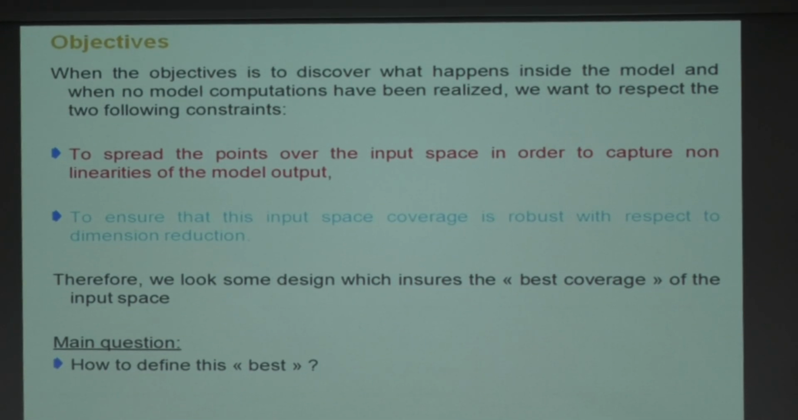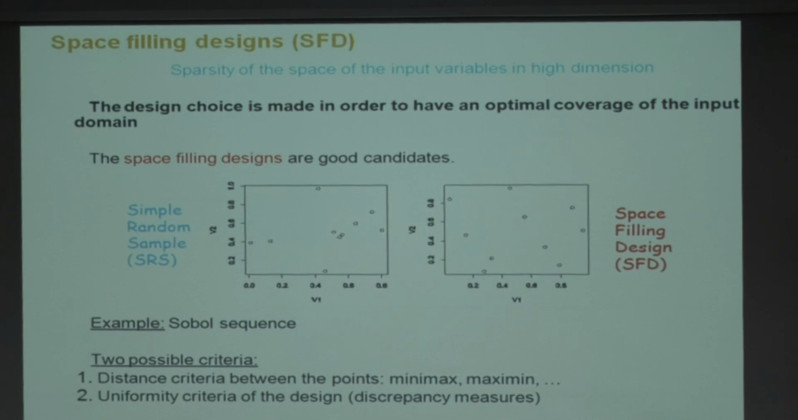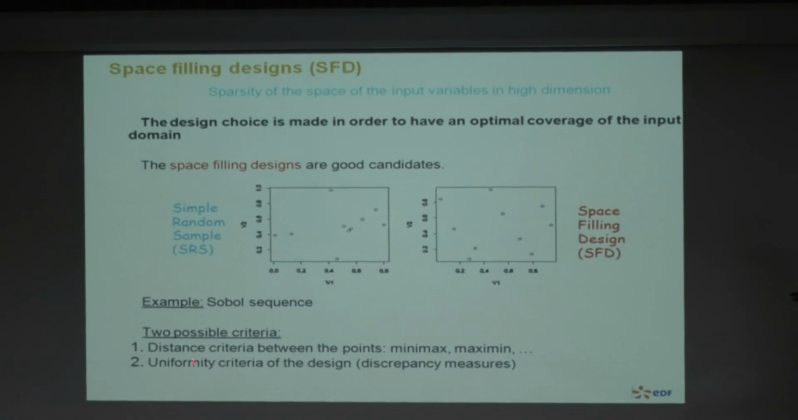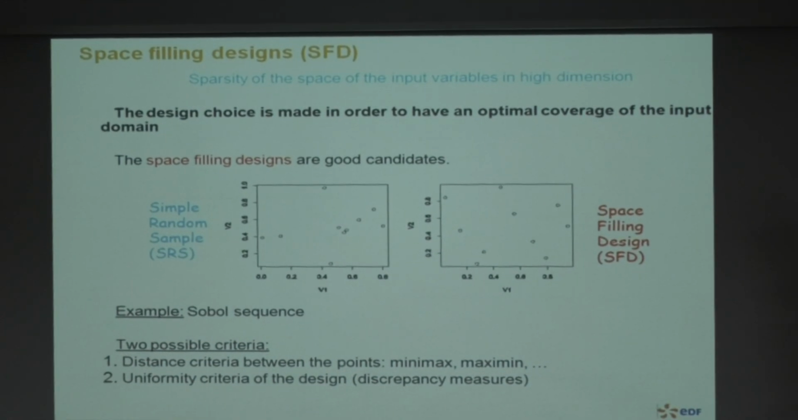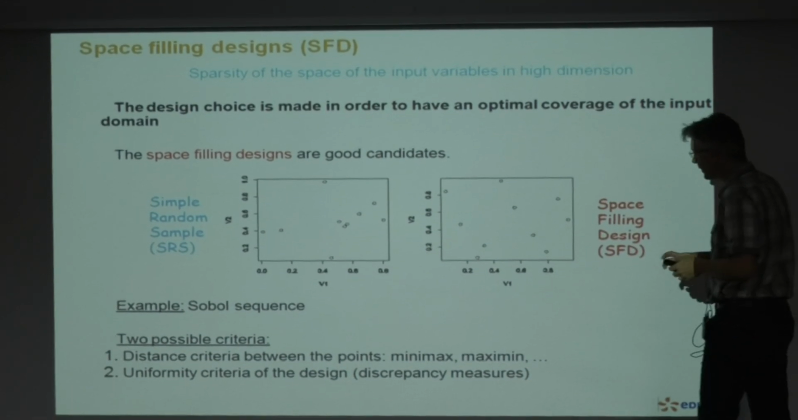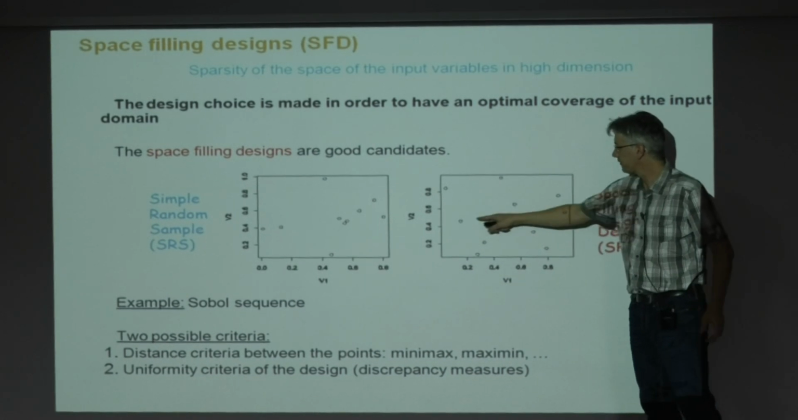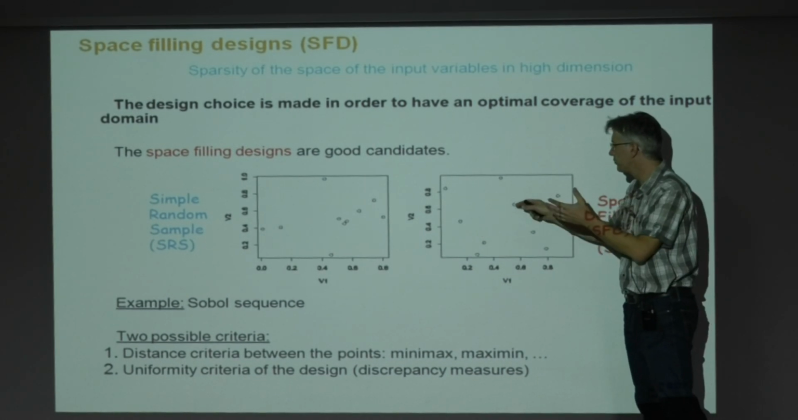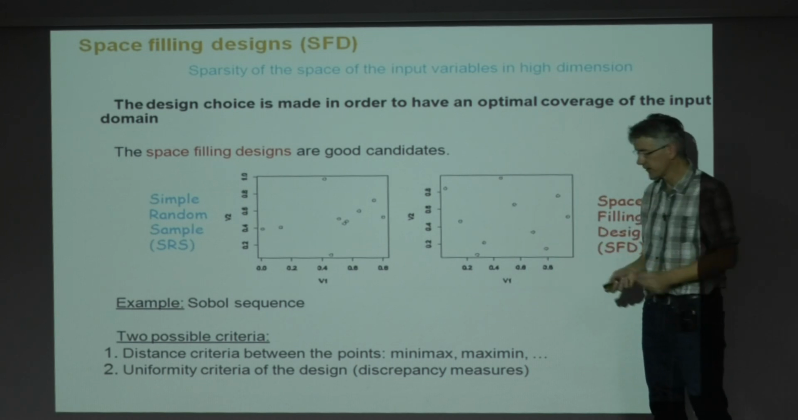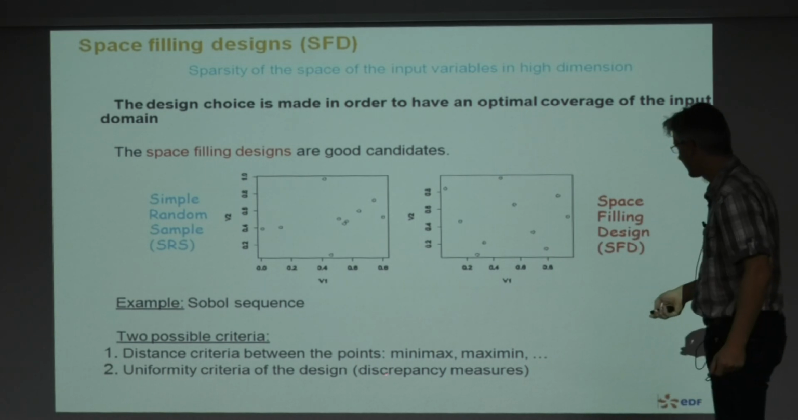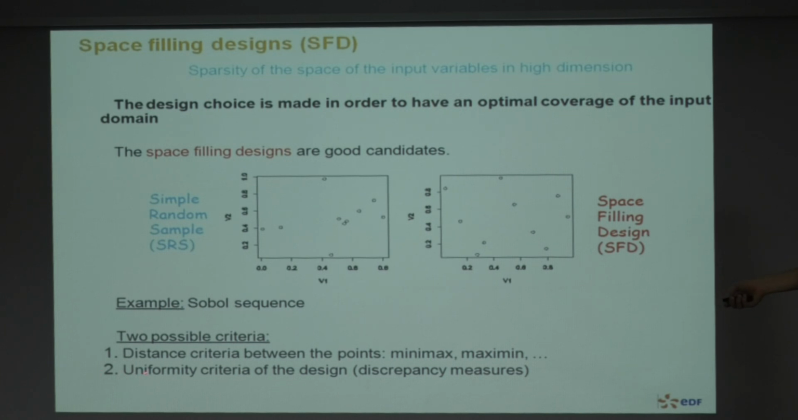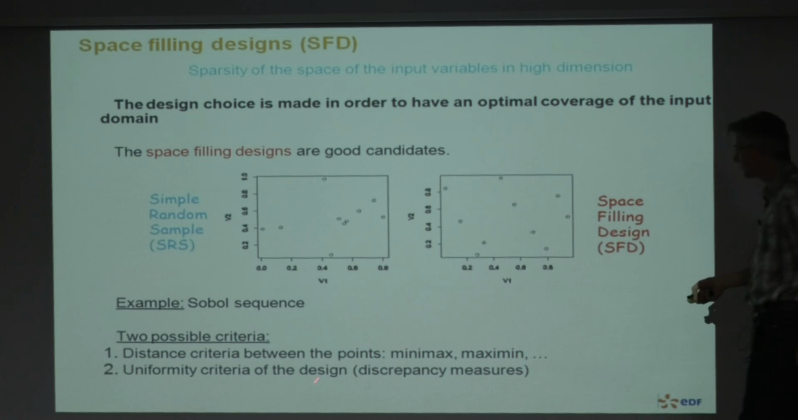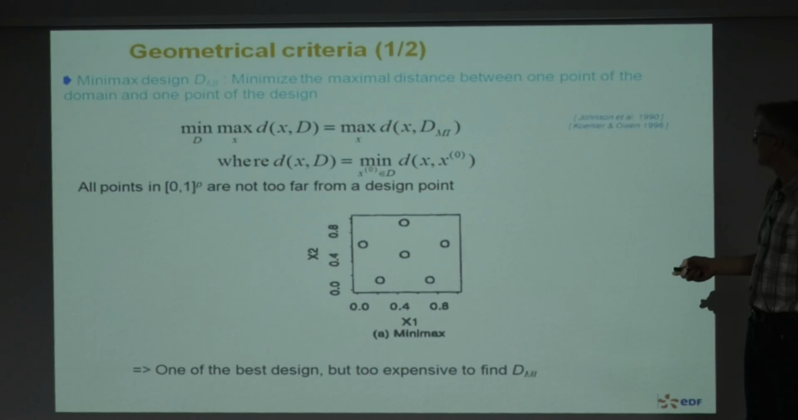So, how to define the best coverage? There are two possible criteria here. You can consider distance between the points, or some distance inside the input space, and you can consider uniformity criteria in a probabilistic sense. This is called discrepancy measures. Okay? Let's go.